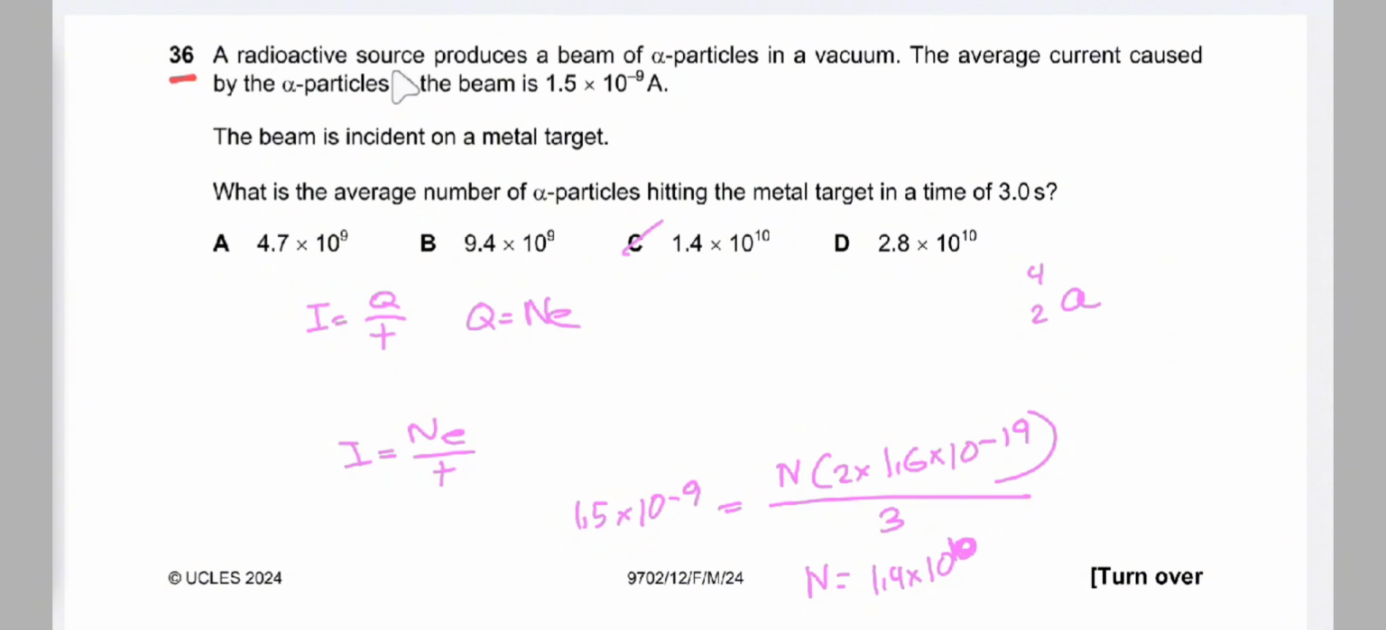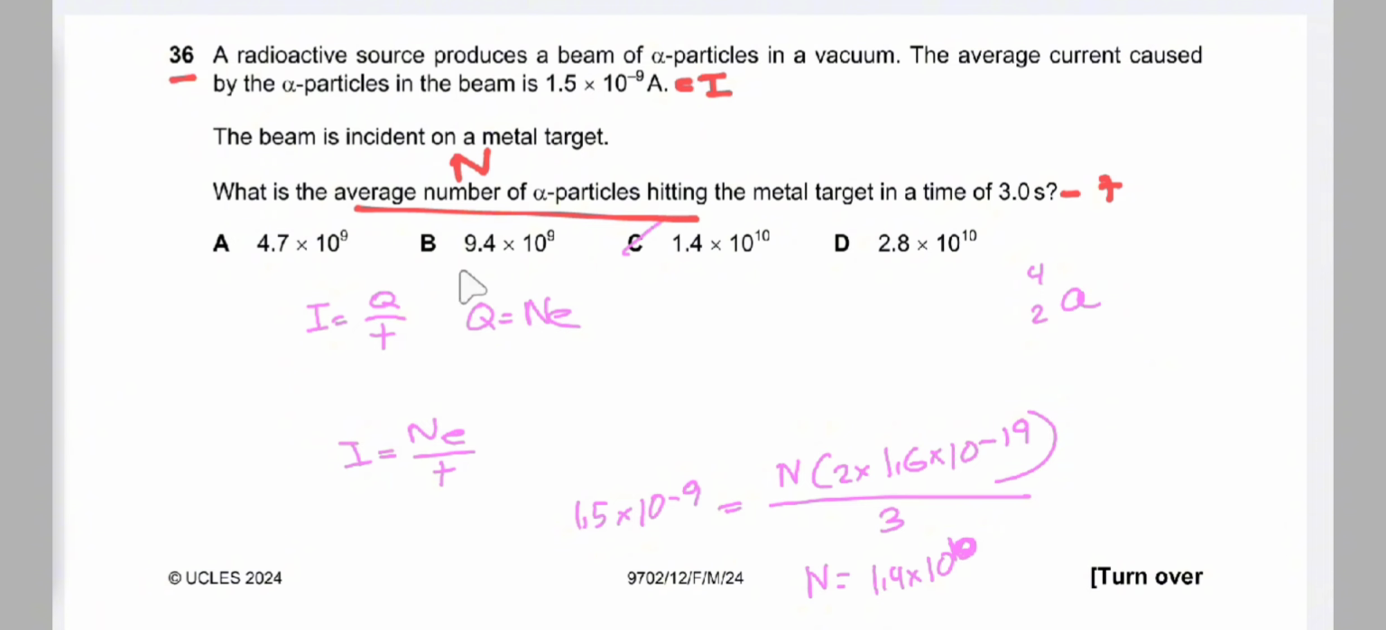36. A radioactive source produces a beam of alpha particles in a vacuum. The average current caused by the alpha particles in the beam is 1.5 × 10⁻⁹ ampere. That is the value of current. The beam is incident on a metal target. What is the average number of alpha particles hitting the metal target in a time of 3 seconds? We are given the time and we need to find the average number of alpha particles.